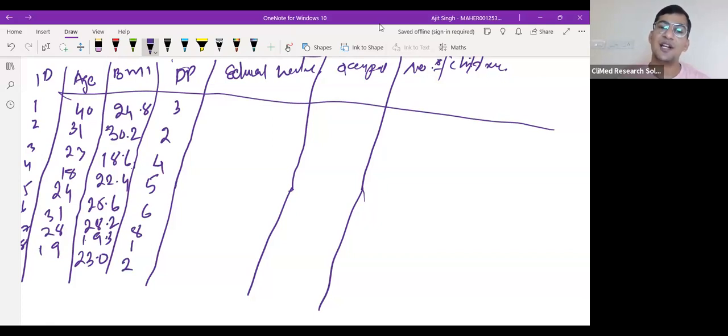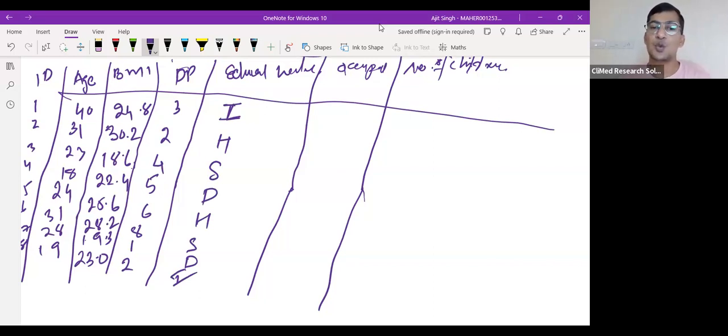Education level, if I divide into 3 or 4, maybe let's divide into 4. First is illiterate, like who did not see the college, so I will write I. Maybe the high school, I will write H, and then the secondary school means 12th class, PUC, so higher secondary I'll write S, and if they are having any degree, I'll write it. Okay, so these are the 4 education levels.